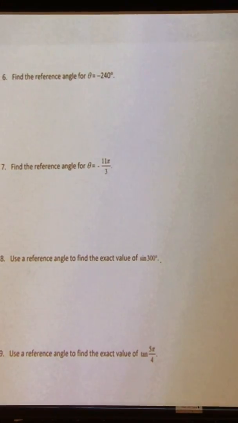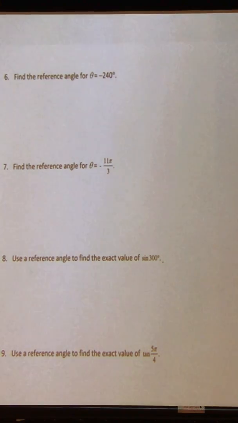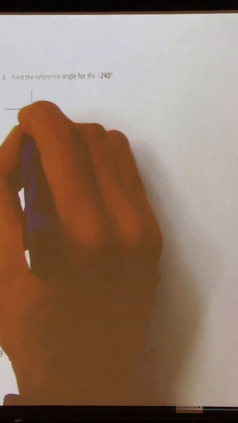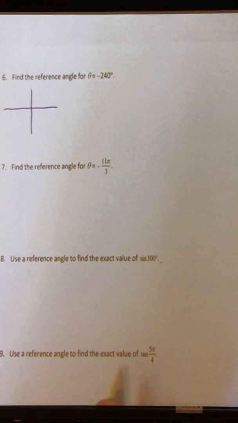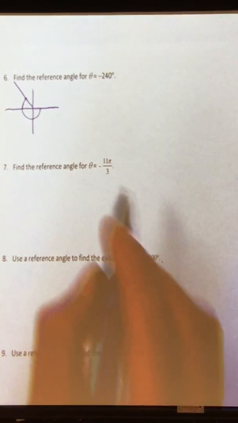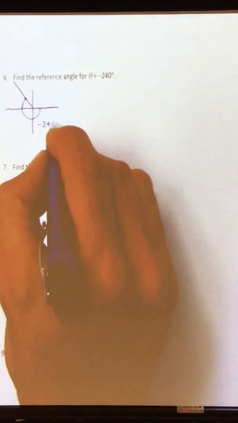Find the reference angle for theta equals negative 240 degrees. Okay, more familiar to work in degrees. I'll still draw the picture. It's a negative angle, so we'll be rotating in the negative direction. So starting on the positive x-axis, rotating this way. There's 180, and we need to go a little bit more here to get to 240 degrees. So there's negative 240 degrees.